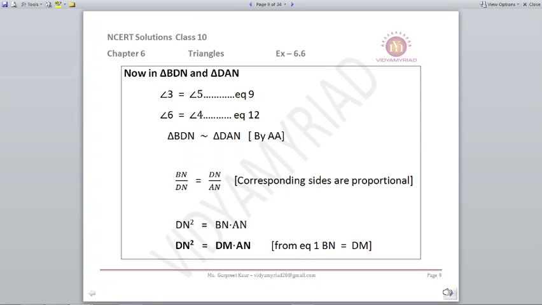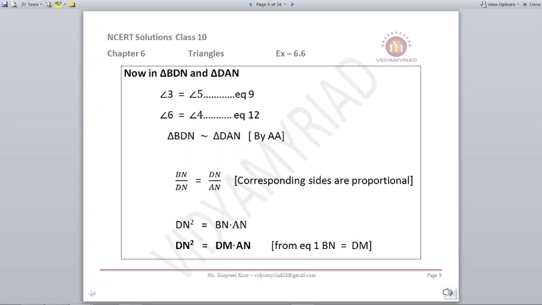Now here we can say that angle 3 is equal to 5 as per equation number 9 and angle 6 is equal to angle 4 as per equation number 12. So by AA criteria, the triangles are similar. And when triangles are similar, their corresponding sides are in proportion. So we can say that BN upon DN is equal to DN upon AN. Cross multiply, you get DN square is equal to BN into AN.